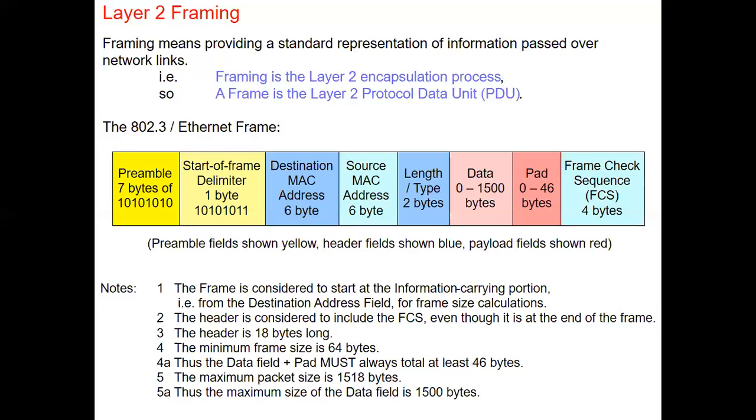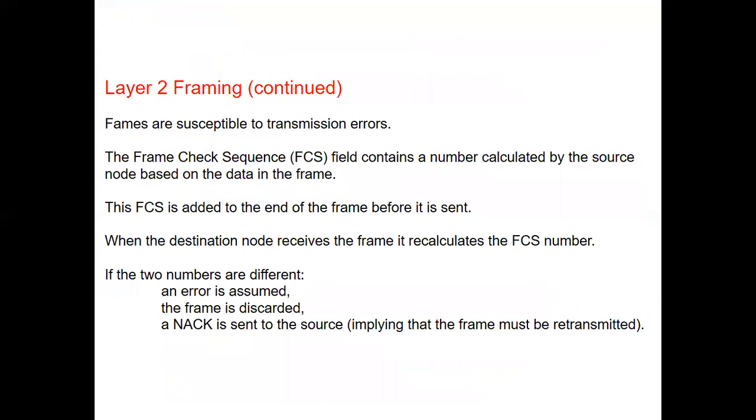The minimum frame size is 64 bytes. Thus, the data field plus pad must always total at least 46 bytes. The maximum frame size is 1,518 bytes. That's the maximum. So the maximum size of data is about 1,500. That's layer 2 framing.